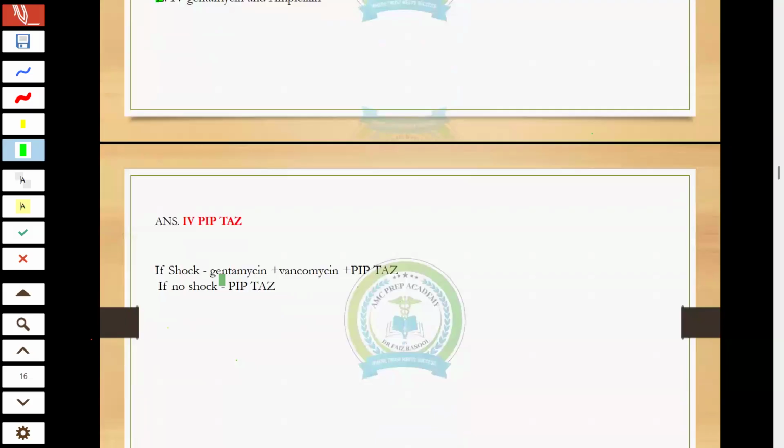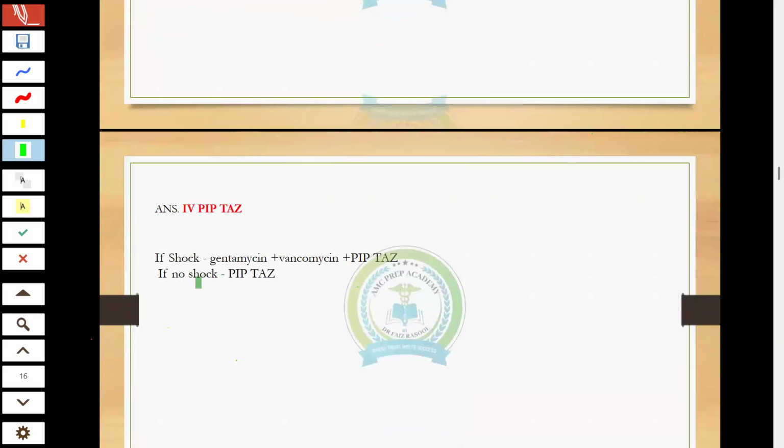The answer is IV piptaz, piperacillin tazobactam, the complete name. If the patient presents with shock, you have to go with gentamicin plus vancomycin plus IV piptaz combination. And if the patient has no shock, you will go simply with piptaz.